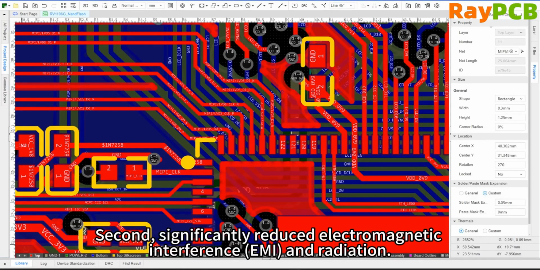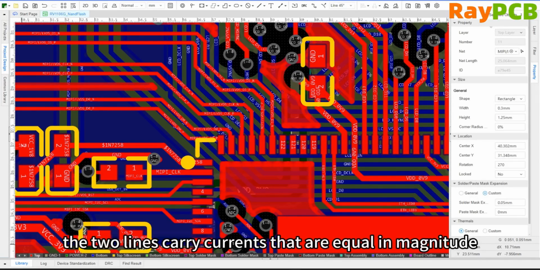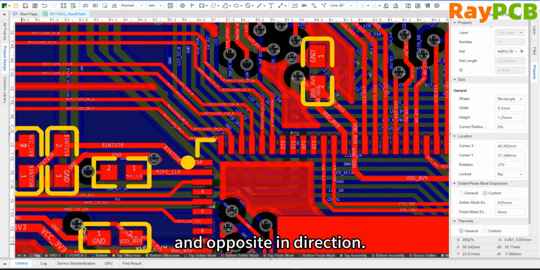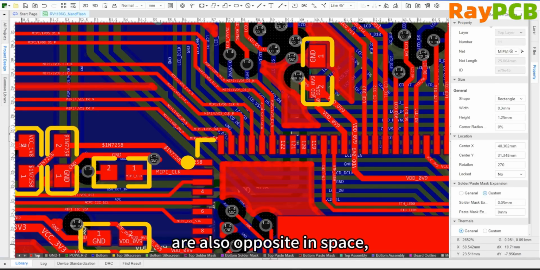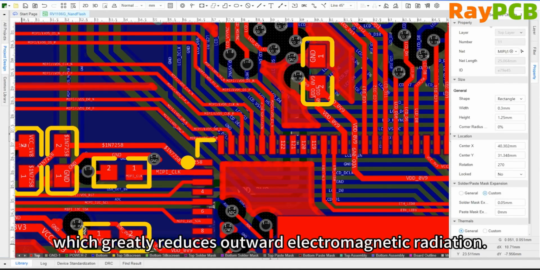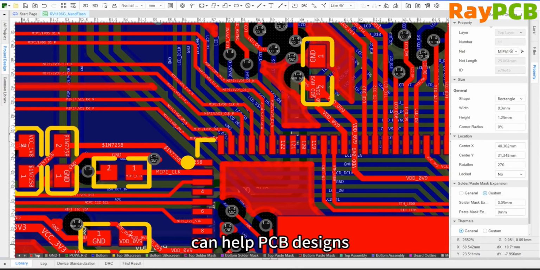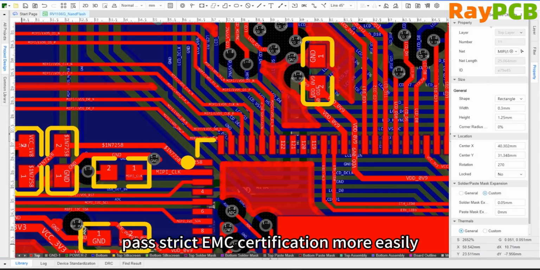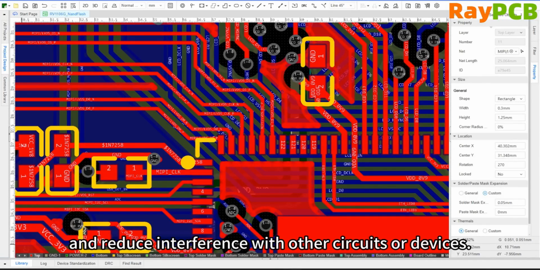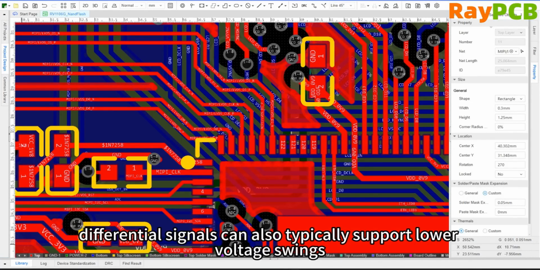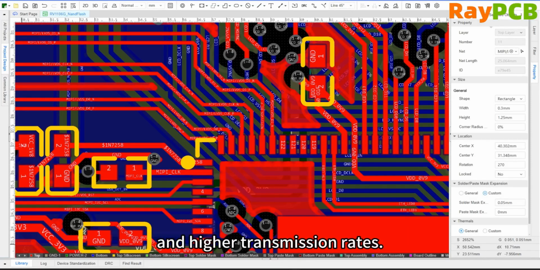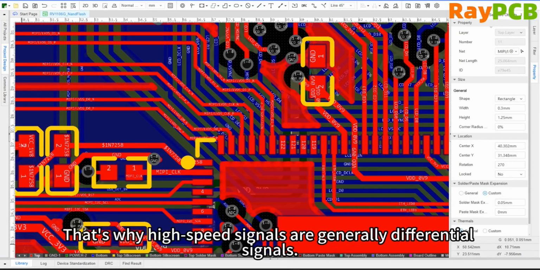Second, they significantly reduce electromagnetic interference and radiation. The two wires in a differential pair carry currents of equal magnitude but opposite direction. The magnetic fields generated by these two currents are also opposite in space, so they cancel each other out, greatly reducing electromagnetic radiation to the outside. This means that using differential signals can help PCB designs more easily pass strict EMC certifications and reduce interference with other circuits or devices. In addition to these 2 points, differential signals can usually support lower voltage swings and higher transmission rates, which is why most high-speed signals are differential signals.